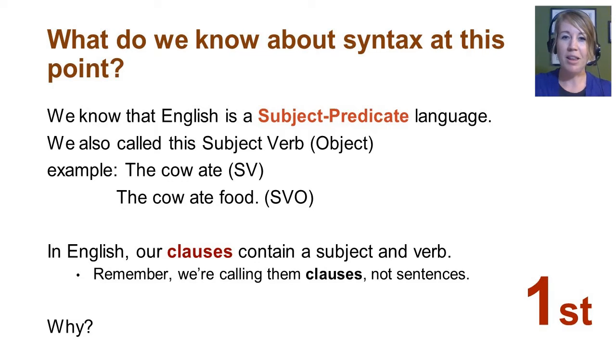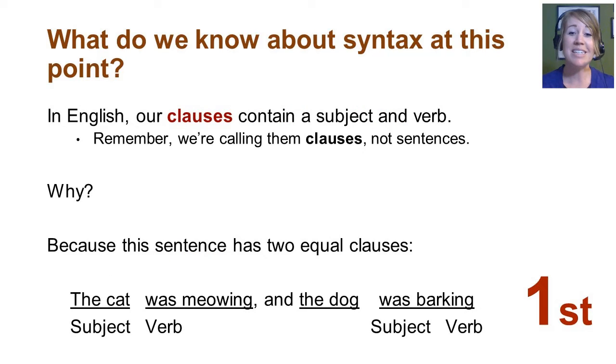Remember, we're going to call them clauses and not sentences. And why, you ask? Well, here's why. Because this sentence actually has two equal clauses. This sentence has two clauses. "The cat was meowing," that's the first clause, and "the dog was barking." So inside this sentence, we actually have two clauses. Therefore, we have two subjects and two verbs, two subject predicates, right?